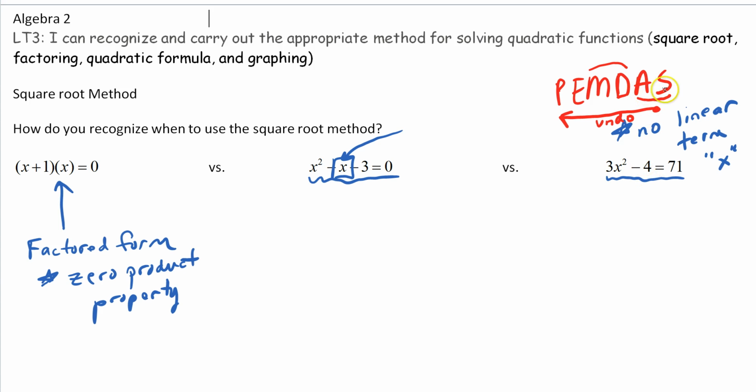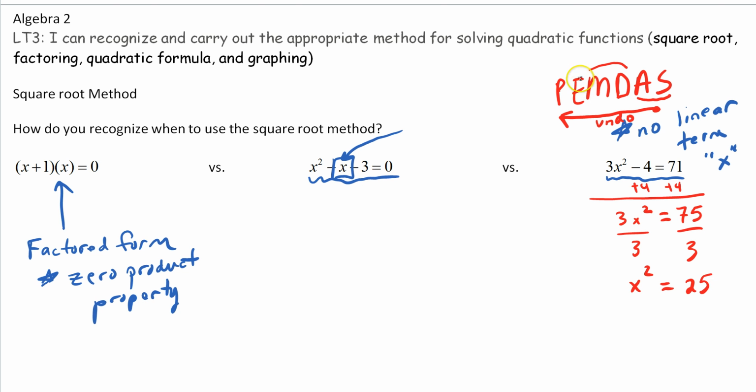So we're going to undo addition and subtraction. So first we're going to add 4. And we have 3x squared would equal 71 plus 4 would give me 75. And now I'm going to undo the multiplication or division. So here I have multiplication of 3, so I'm going to undo that by dividing by 3. So I'd have 1x squared equals 25.